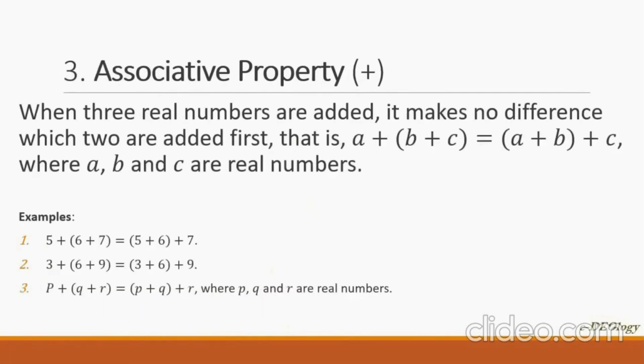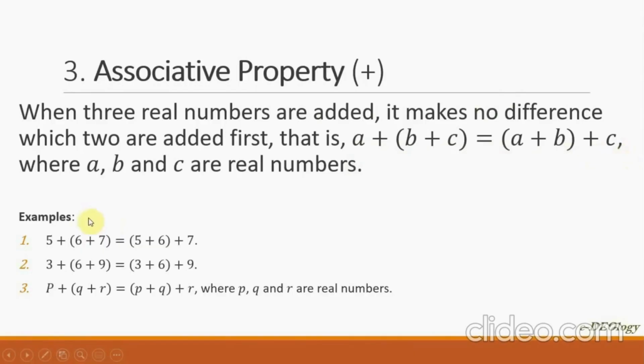The next property under addition is what we call associative property. The rule says when three real numbers are added, it makes no difference which two are added first. In here we have three letters that represent numbers. On the left side we have A plus the group of B plus C, and that will be equal to, if we group the A plus B first, then later we will add the C.